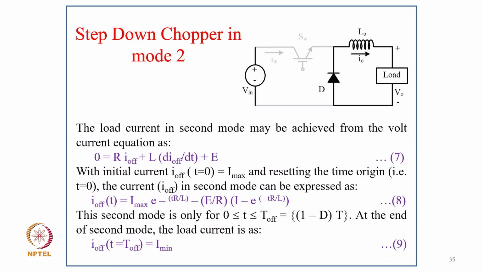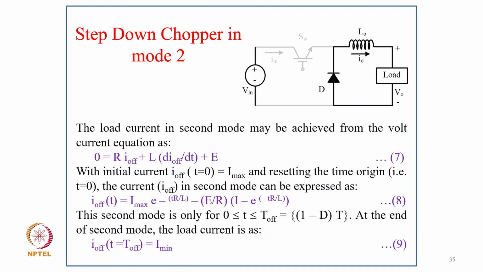Now the load current in the second mode may be obtained from the voltage equation, because the freewheeling diode conducts, so you have applied voltage 0. If you neglect the drop of the diode, it becomes R I of plus L d I of upon dt plus E equal to 0. So with initial current equal to I max and resetting the time origin, that is t equal to 0, the current I of in the second mode can be expressed as a function of t, that is I max e to the power minus t into R upon L, minus E upon R in bracket (1 minus e to the power minus t R upon L).